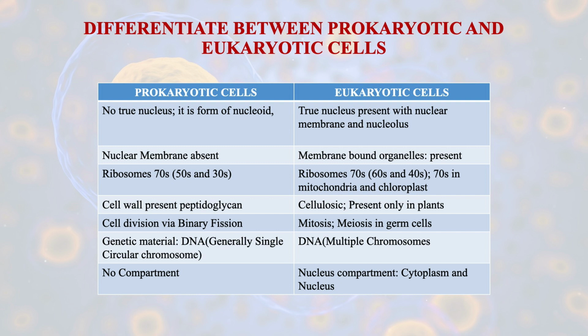cell wall. Cell division is by binary fission in the prokaryotic cell, and by meiosis and mitosis in the eukaryotic cell. Genetic material is DNA, and the eukaryotic cell also has multiple chromosomes. The similarity between prokaryotic cell and eukaryotic cell is that both cells have genetic material as DNA, and there is no compartment within the prokaryotic cell, but there are subcompartments within the eukaryotic cell.